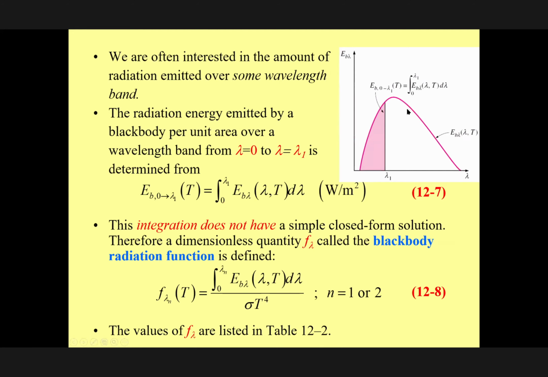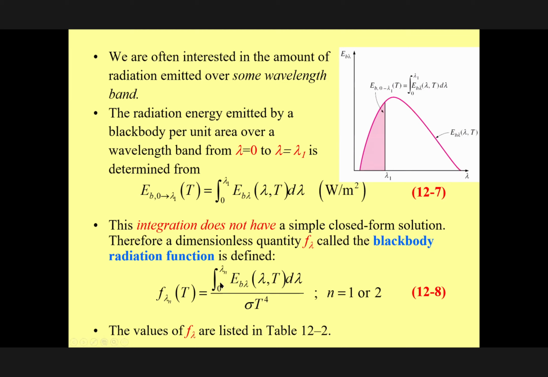But I'm interested to calculate the energy between lambda 1 and lambda 2. Here again, I can integrate, but the integration does not have a simple closed form. If you look at that equation that I show you, it does not have any very simple form to give you a number. Therefore, we use a dimensionless indicator. We look at how much energy is emitted between 0 and any lambda, divided by the total, and that gives you the fraction of that energy.